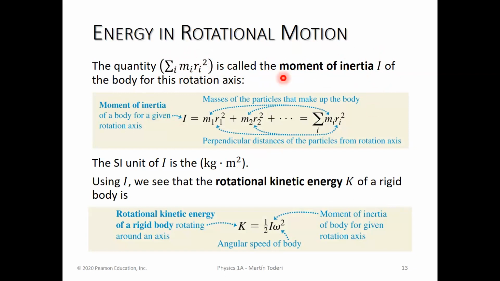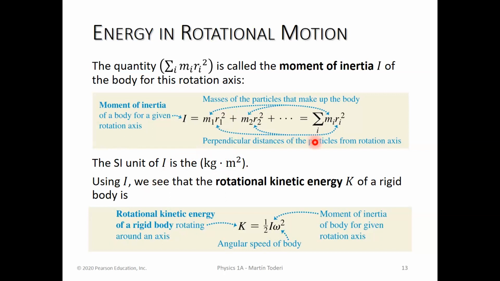So the definition of this moment, we will see that in the next class, but for now, the moment of inertia will be defined by this, and it is basically the sum of the masses of the particles that are making up the body, multiplied by the perpendicular distances of the particles to the rotation axis, elevated to the power of 2. So we have that. And you can see that this will have units of kilograms meters squared.